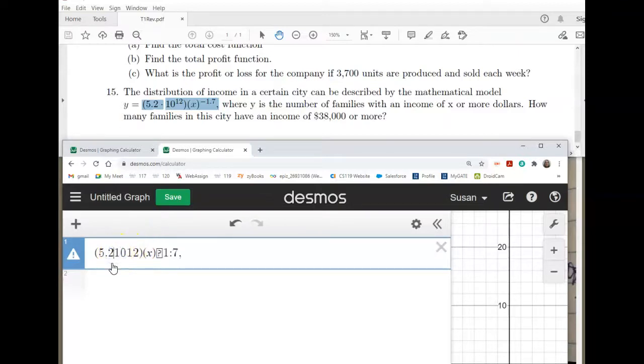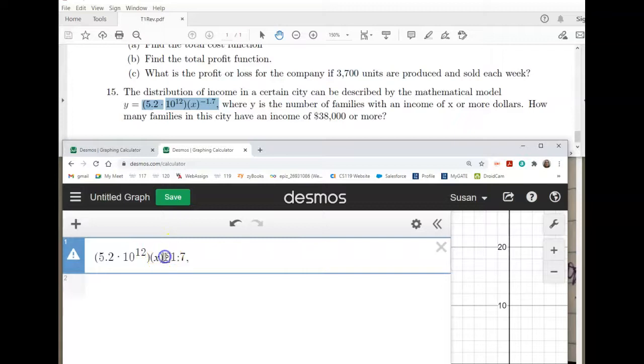5.2 times, so that's times 10 to the 12th. Shift up, x. And it doesn't like this symbol at all. And then we have x to the negative 1.7. So it might have been faster just to type this one. And I still need this to the... so that's the function I have: 5.2 times 10 to the 12 x to the negative 1.7. So it could be a little tricky in Desmos. You could have started from scratch too.